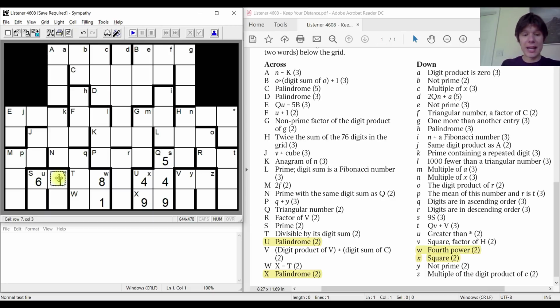Now, we didn't look at the clue for big S there, so let's do that. It just says it's a prime, and 61 is indeed a prime. So that's all okay. We can tick off that clue, and we can also tick off the clue for little s.